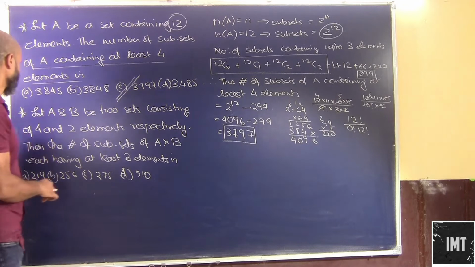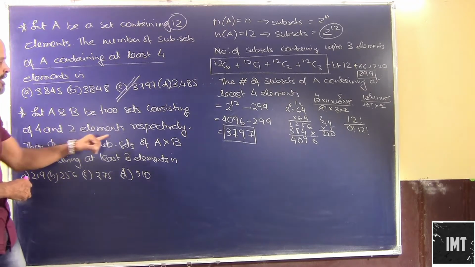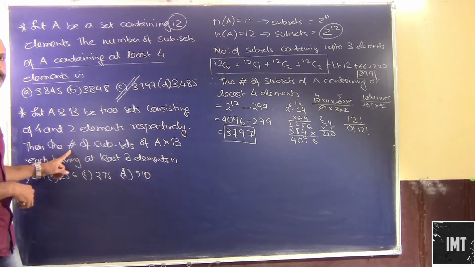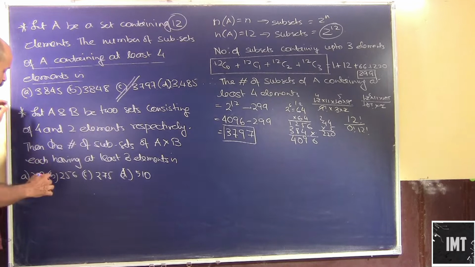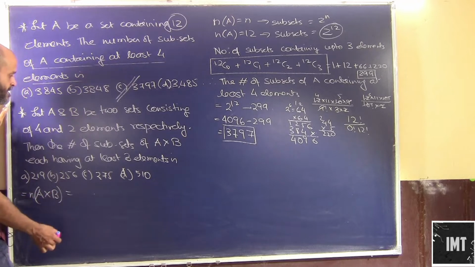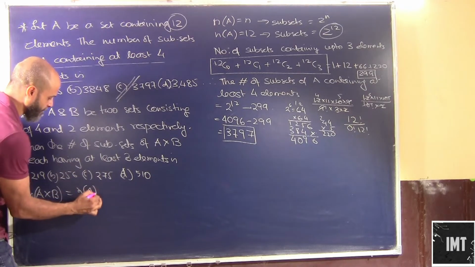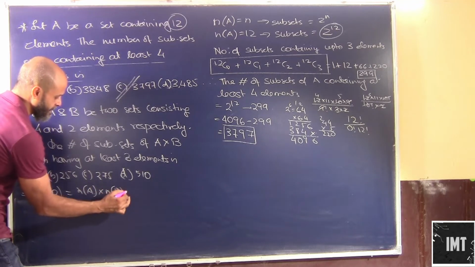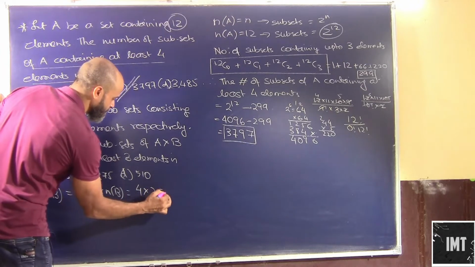Alright, so the next question is, let A and B be two sets containing 4 and 2 elements respectively. Then the number of subsets of A into B. So what will be the cardinal number of A into B? This will be the cardinal number of A into the cardinal number of B. The cardinal number of A is 4 and of B is 2, so this will be 8.